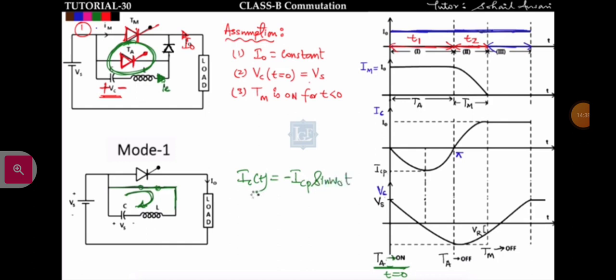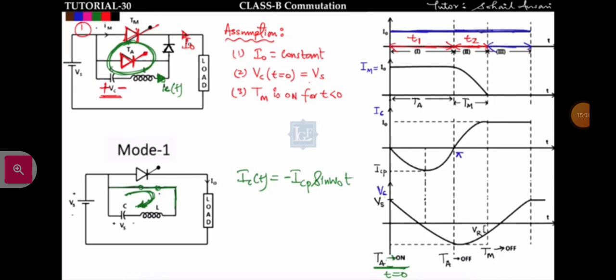I have explained in lecture number 6 how this equation comes. I have assumed IC in the anti-clockwise direction, but in the actual case the current flowing in this discharging LC circuit will be clockwise. That's why I can write IC of t as minus ICP sine omega naught t. Right, this is the discharging LC circuit.